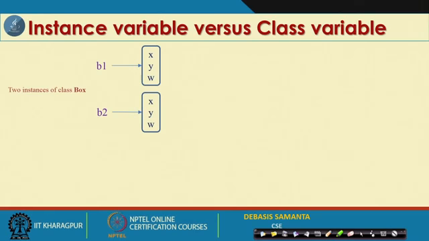Now, there are two concepts in Java related to the scope rule. They are called the instance variable and the class variable. Now, let us first discuss what the instance variable is.